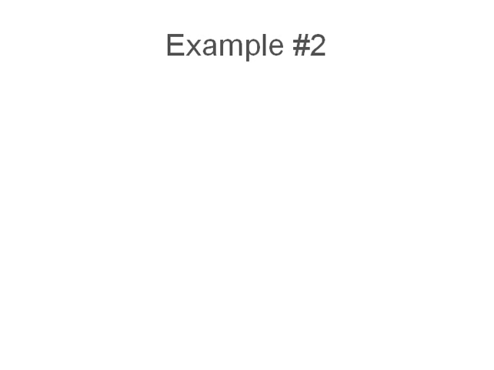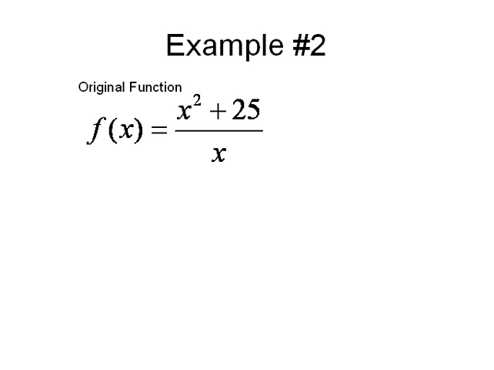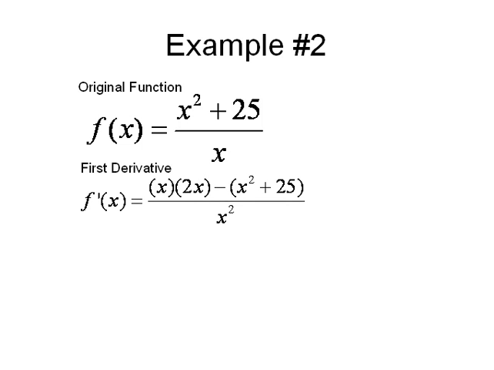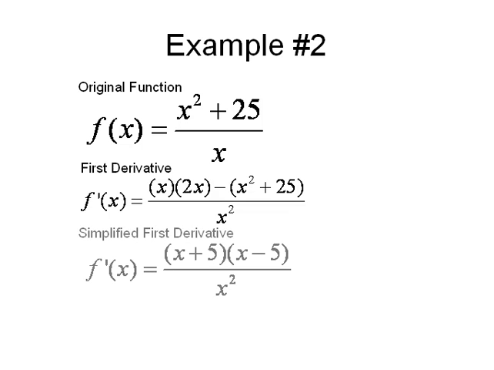Example number 2. Find the increasing and decreasing intervals of the given function as well as relative extrema. Given f of x equals the quantity x squared plus 25 over x. First, take the derivative of f of x using the quotient rule, resulting in x times 2x minus the quantity x squared plus 25, over x squared. Simplifying the first derivative results in the quantity x plus 5 times the quantity x minus 5 over x squared. We find the critical values of the function to be negative 5, 0, and 5.